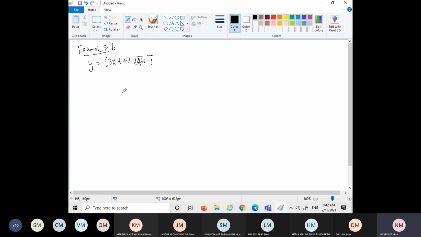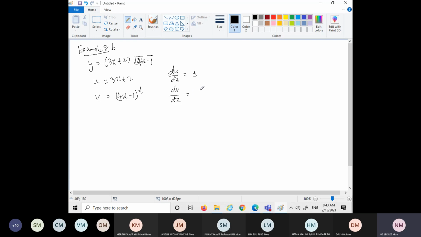Okay, so I'll let the first one be u. The second one be v. This one, instead of writing the square, I'm going to write half. Then you differentiate, du/dx. You differentiate the first one, you get 3. Then you differentiate the second one.